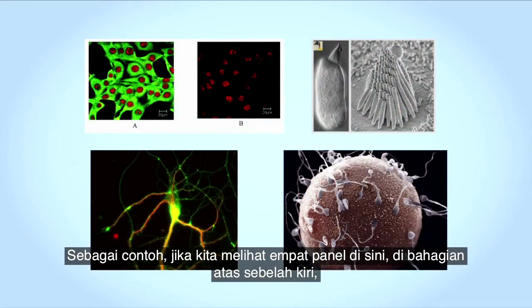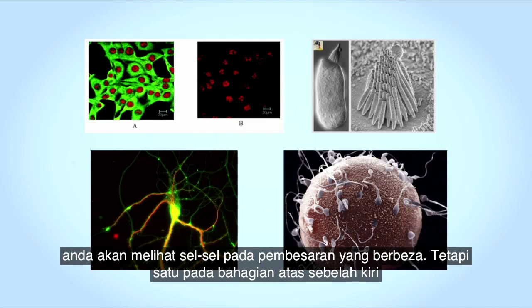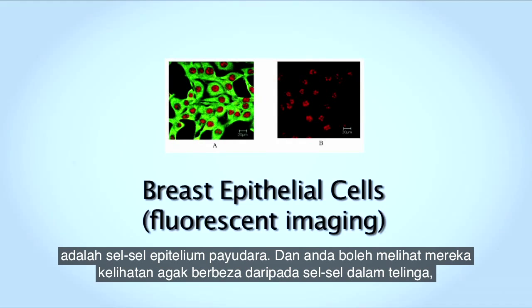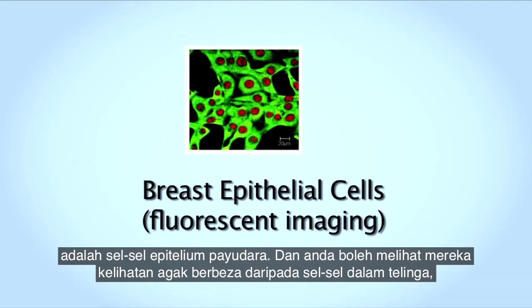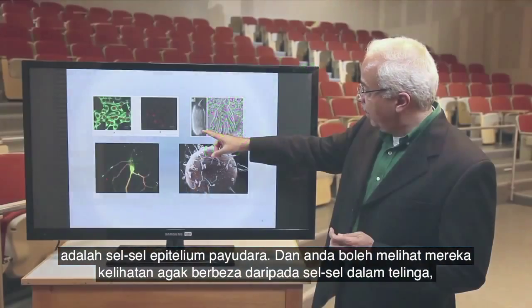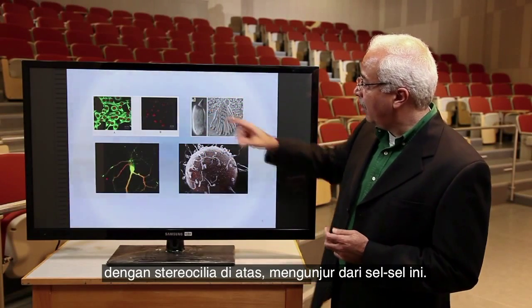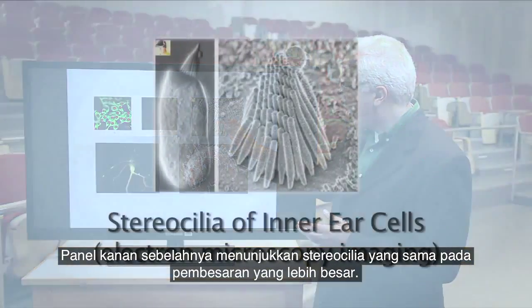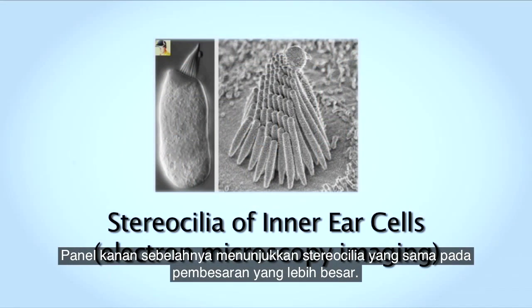For example, if we look at the 4 panels here, on the top left-hand side, you will see cells at different magnifications, but the one on the top left-hand side are the breast epithelial cells. And you can see they look quite differently from the cells of the inner ear, with the stereocilia on top projecting from these cells. The panel right next to it shows you these same stereocilia at a larger magnification.